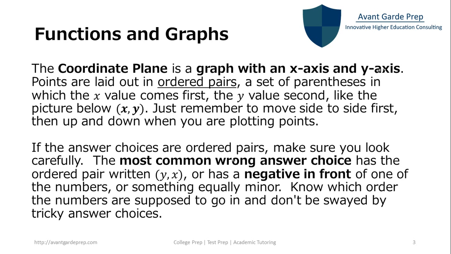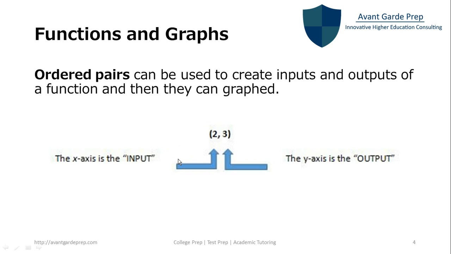Be careful with these ordered pairs. Almost always an answer choice is presented with the order incorrect. For use with functions, the ordered pair represents an input and output value. The x represents an input while y equals the output.